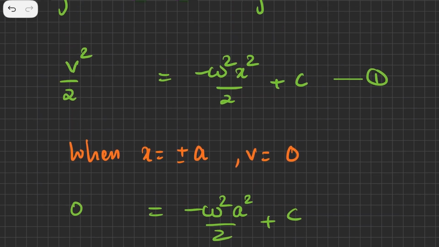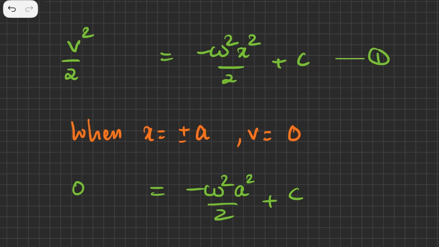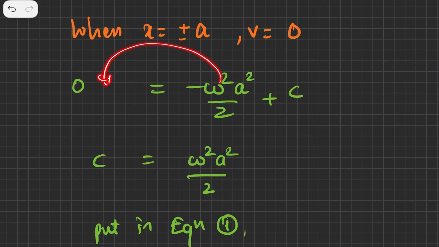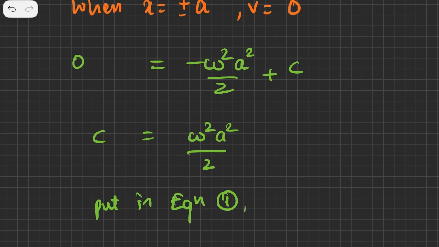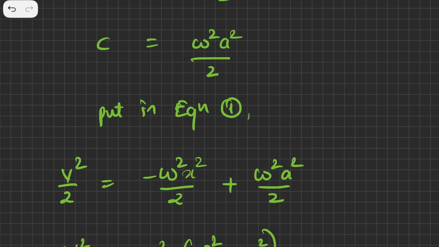So I'll put the value of x here, I'll put the value of v over here, and I'll get the value of c. So in place of v, I'll put 0. In place of x, I'll put a. I'll move this to the other side and I'll get minus omega square a square by 2 is plus omega square a square by 2.